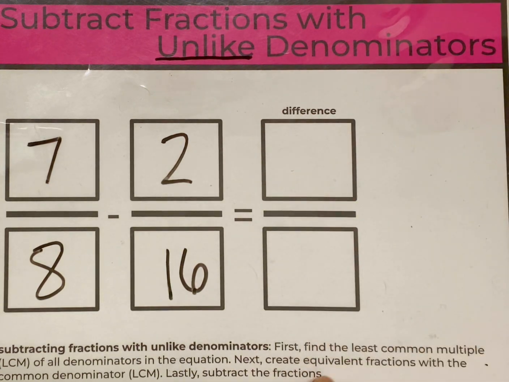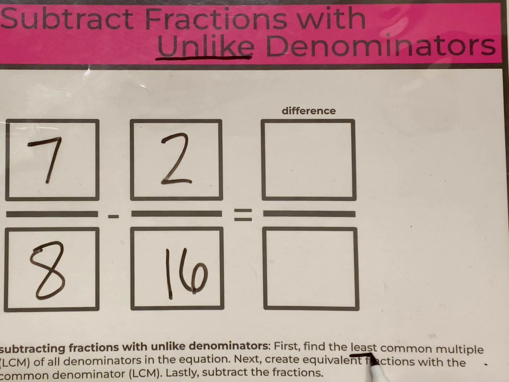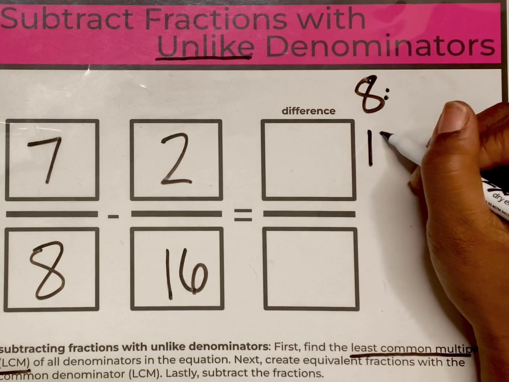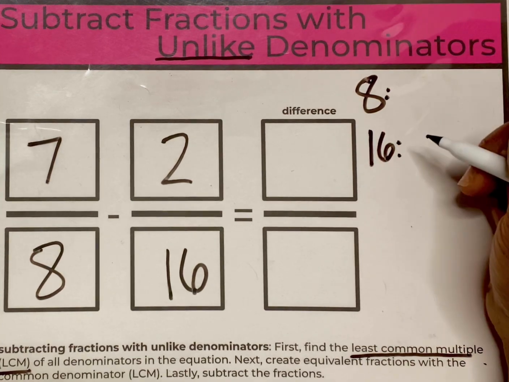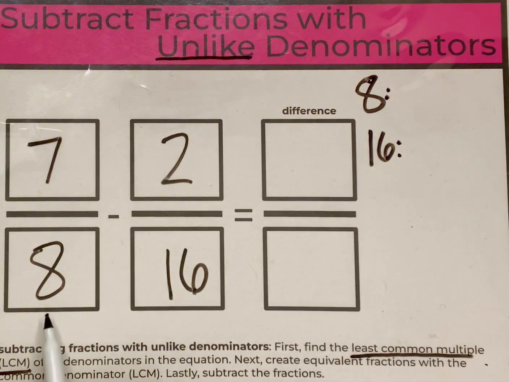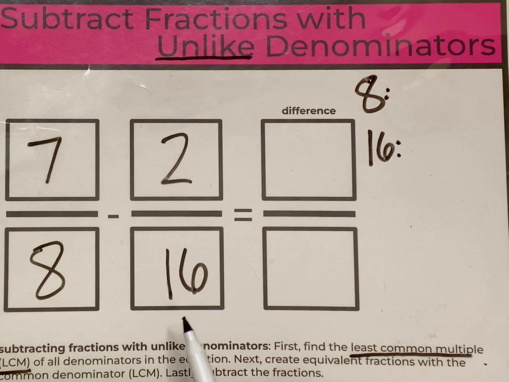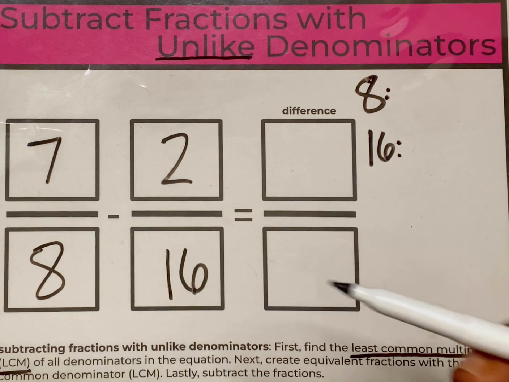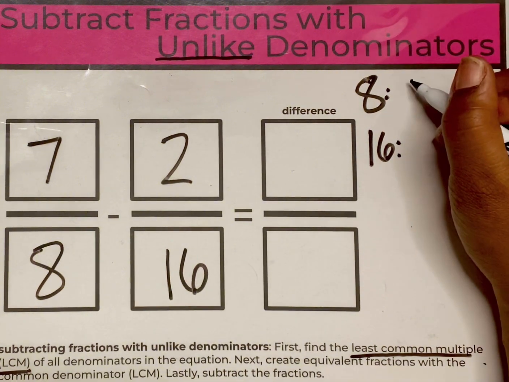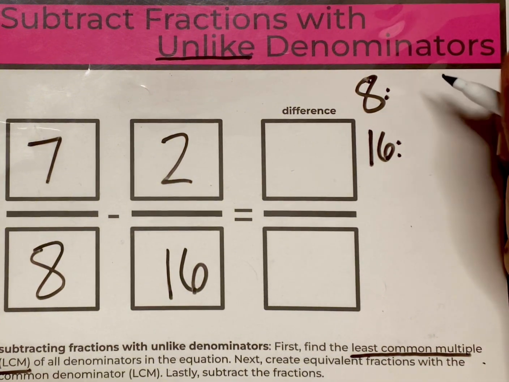2/16. The first thing we do is find the LCM. That is, again, called the least common multiple. So you're basically going to list the multiples of your denominators. 8 is my denominator in the first fraction, and 16 is my denominator in the second fraction. You're going to list those multiples and find the smallest one that they both have in common.